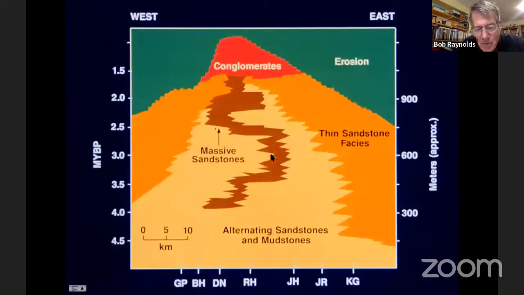If we put that into a time diagram, again, it mimics it, and you can see the development of the foredeep with the focusing of the multi-story massive sandstones and the thinner facies off to the periphery, culminating in erosion as the system evolves through time.